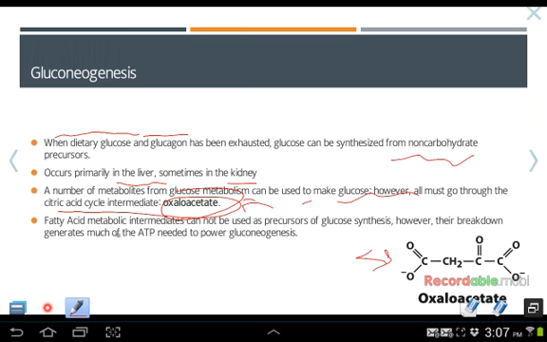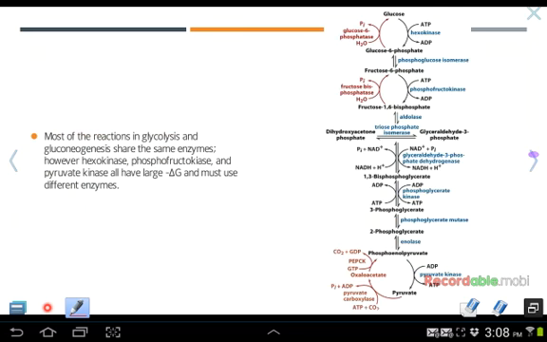Fatty acid metabolic intermediates cannot be used as precursors of glucose synthesis. However, their breakdown generates much of the ATP that is needed to power gluconeogenesis. And if you think about it, if we're burning fatty acids in order to generate ATP, then obviously we must have depleted all of our glucose. So it makes sense that we couple fatty acid breakdown with gluconeogenesis in order to help generate or restore some of our depleted ATP stores.